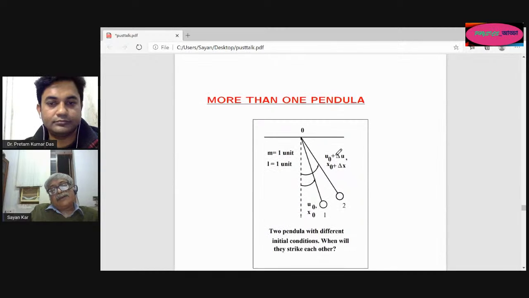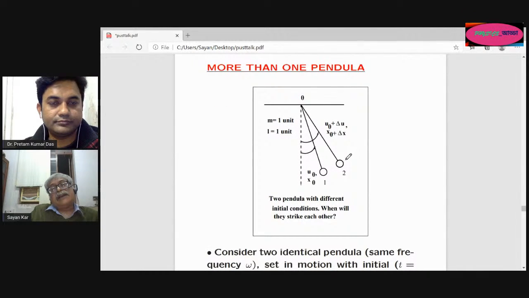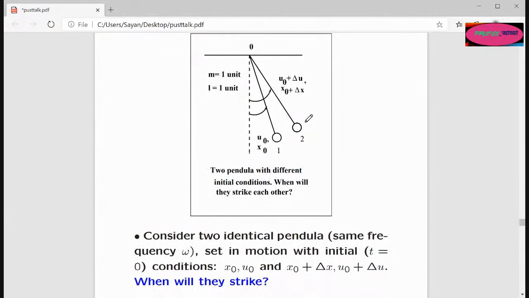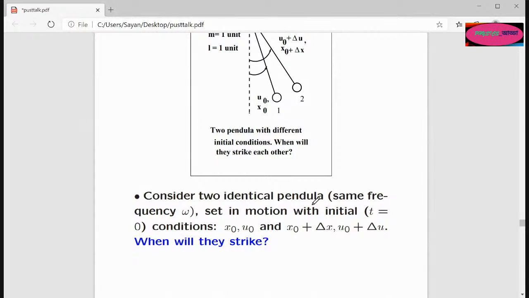Let me now go to another question. Suppose I take more than one pendulum. So I have 2 pendula with different initial conditions. One pendulum starts out with x naught and velocity u naught, another pendulum starts out with x naught plus delta x and u naught plus delta u. And obviously, if you leave them, what is going to happen? They are going to strike each other. So I have considered 2 identical pendula set in motion at t equal to 0 with initial conditions x naught, u naught and x naught plus delta x, u naught plus delta u, and you ask this question: when will they strike?